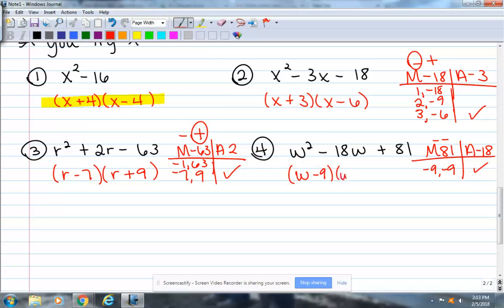Is there another way I can write that answer? W minus 9 squared. Very good. Anything times itself is the same thing squared. So either one of those answers is correct. Raise your hand if you got one of those two answers for number 4. Very good. Any questions? All right.